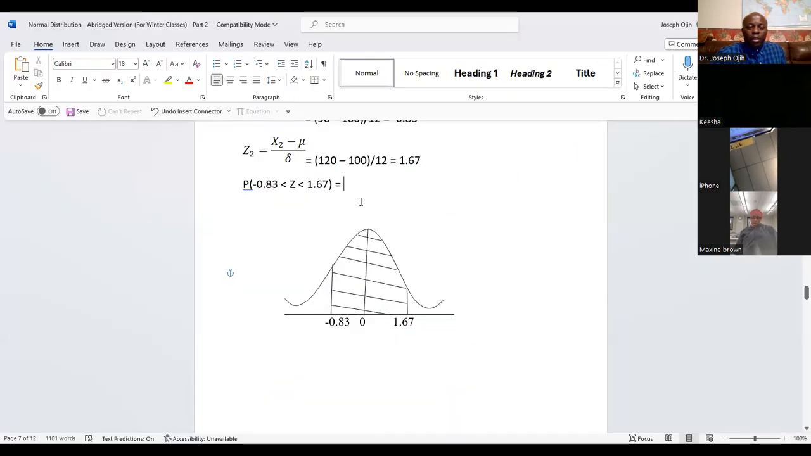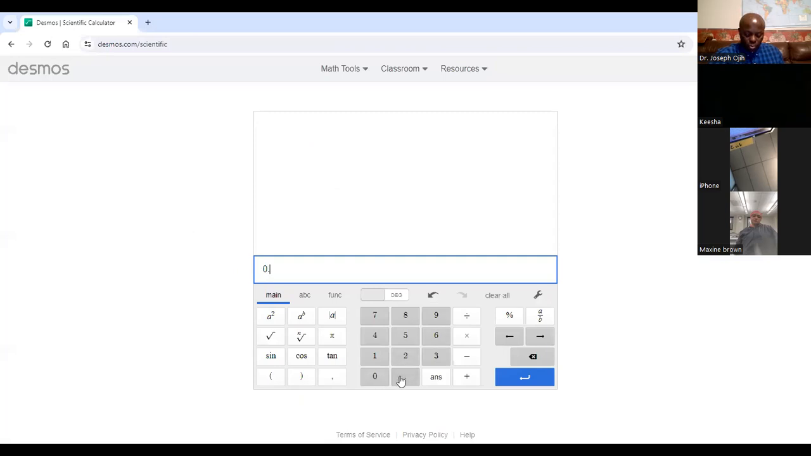So for 0.83, we got 0.2967, plus, for 1.67, we have 0.4525. Adding them together will give you the answer we are looking for. So let's add these two together on our calculator. 0.2967 plus 0.4525 gives 0.7492. Write it down: 0.7492.